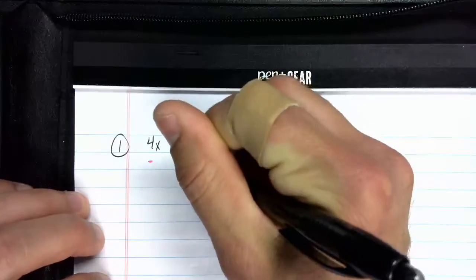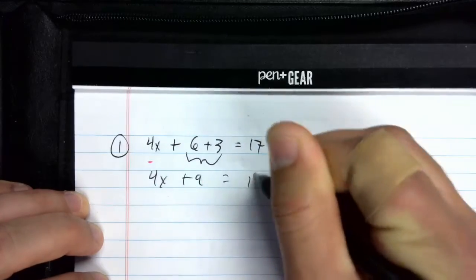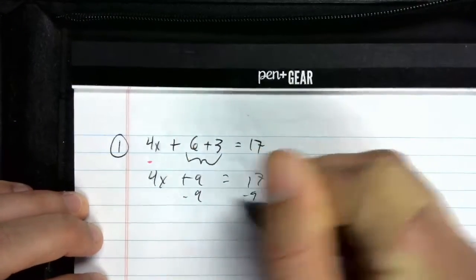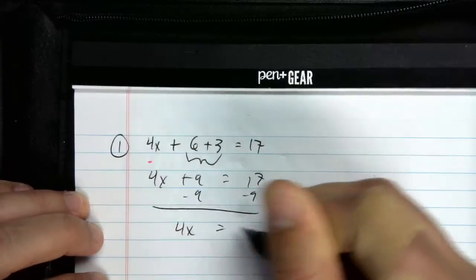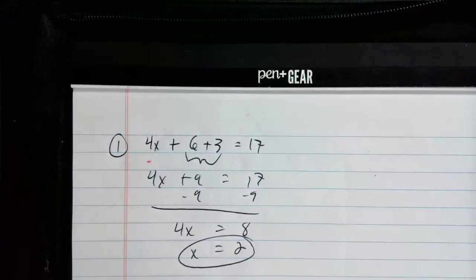All right, so I see at least 3 tables with the correct answer. What we're going to do first is combine the like terms 6 and 3. We'll get 4x plus 9 equals 17. Then we'll subtract 9 from both sides, so we'll have 4x is equal to 8. So x must be 2.